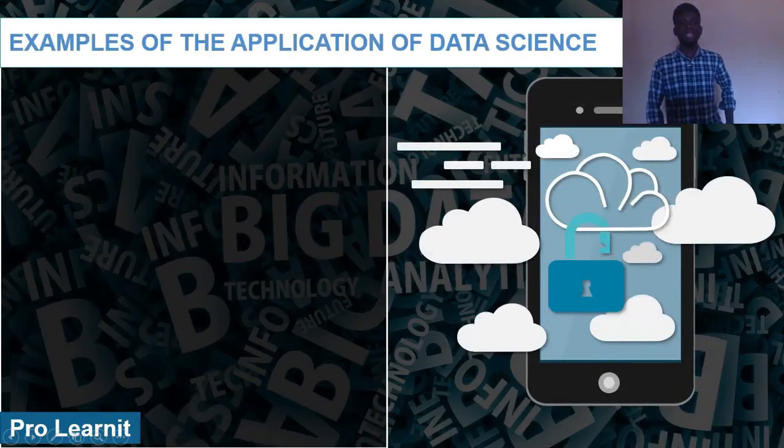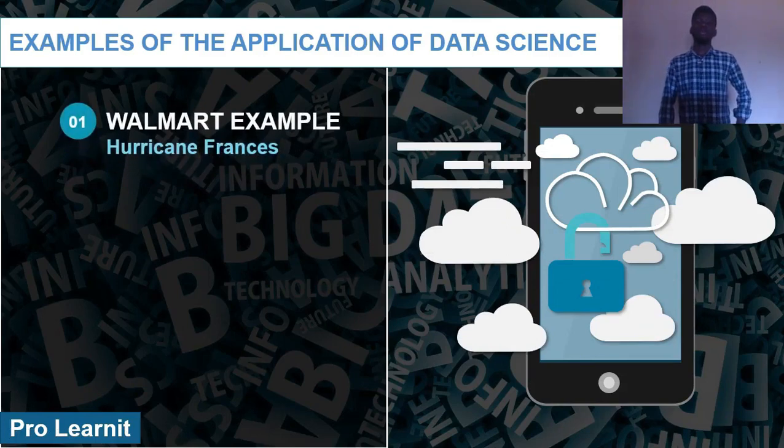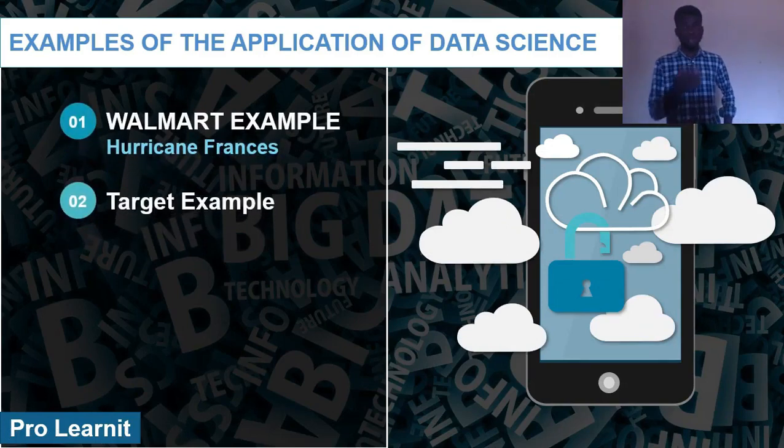To finalize this, we're going to end with examples where data science has been applied and it worked. Basically, I'll be discussing two examples, the Walmart example and the Target example. These are the two most popular examples in data science. If you want to get more on this, I advise you to read the book Data Science for Business by Tom Fawcett and Foster Provost. Read more about the Walmart example and the Target example. It is a very wonderful book for data scientists.